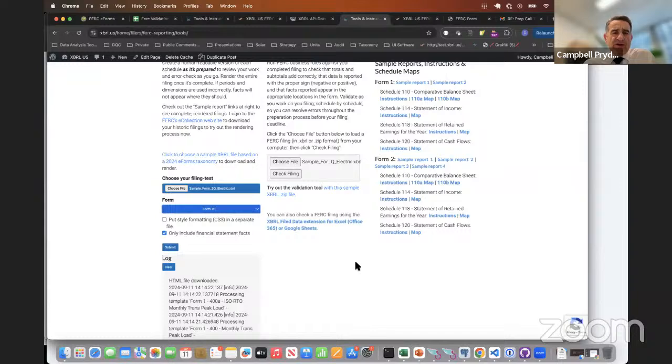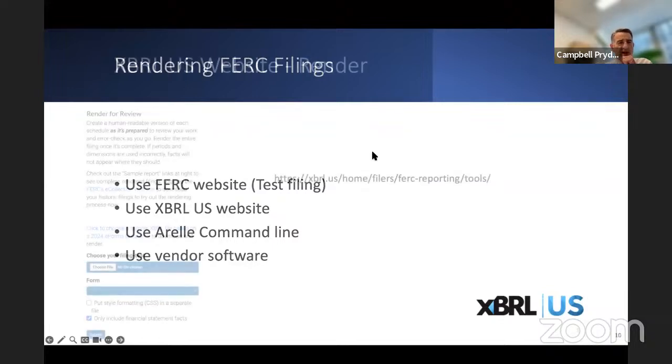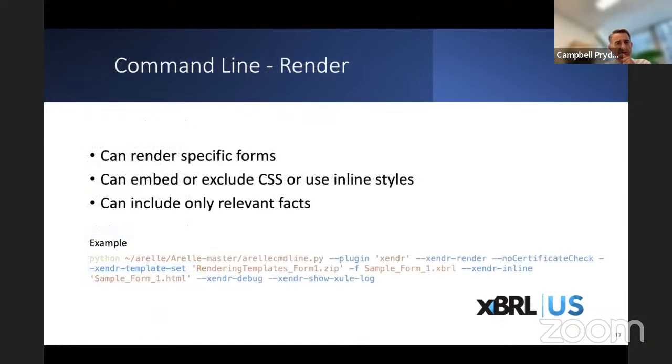So these are the options you have around validation and rendering. And this is the rendering site, and this is what the command line looks like.